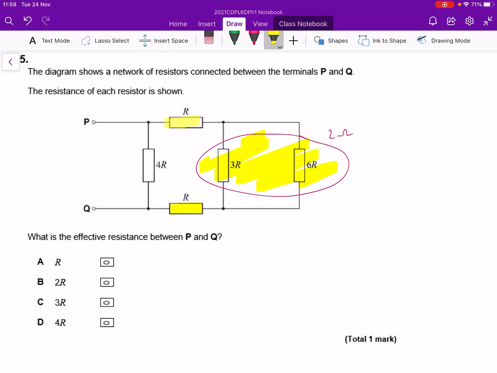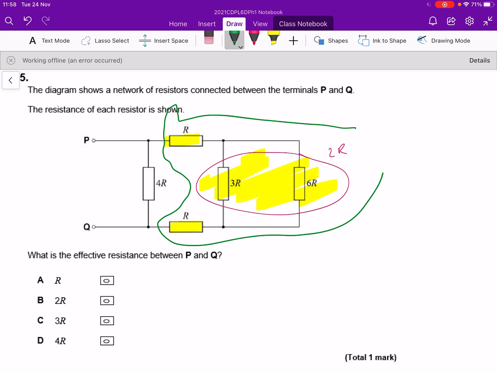Then I've got some in series with each other, right? This and this are in series. So this is, actually I should say not 2 ohms, but 2R. Now I've got R plus 2R plus R. So all of those together are going to be 4R. And then I've got 2 4R's in parallel. And 2 4R's in parallel will give me a final answer of 2R. So for question 5, the correct answer is going to be B.